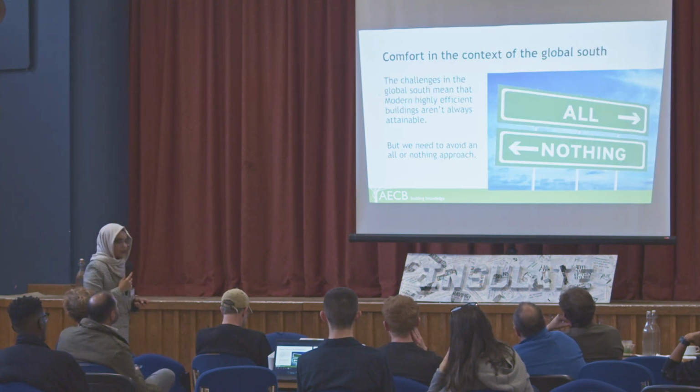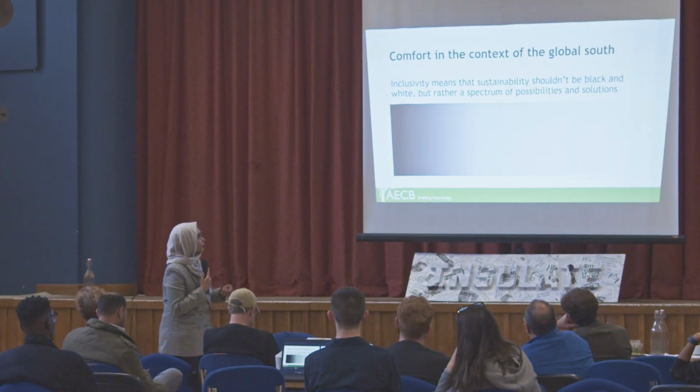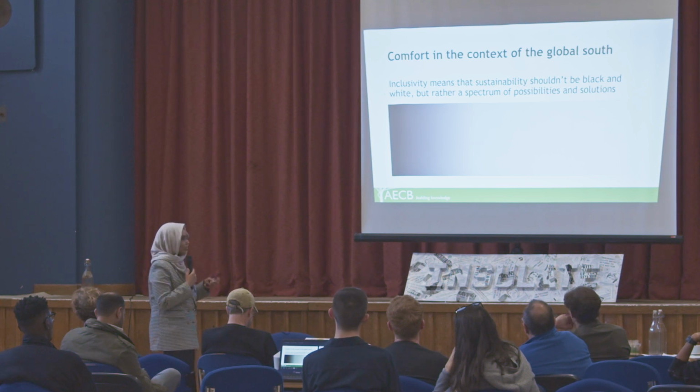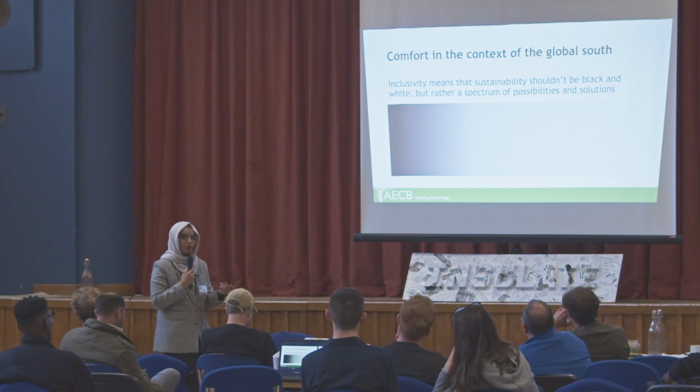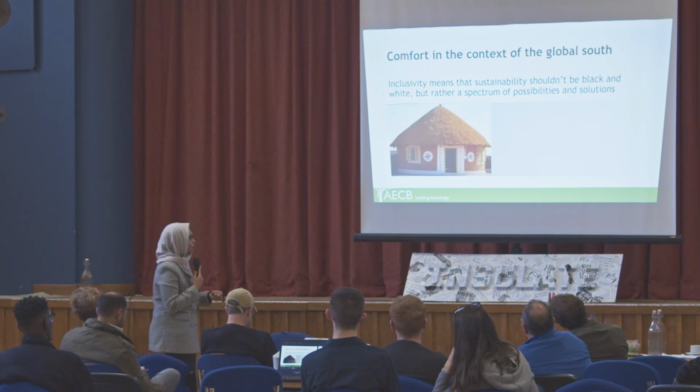So in the comfort of the global south, a lot of the time we can't really achieve a highly efficient building like a passive house. But at the same time, we kind of have to get out of that mentality of all or nothing. We have to be able to do something to improve people's lives. And we should think of sustainability not as black and white, but as a spectrum of possibilities. Wherever we can make an improvement, we should try.